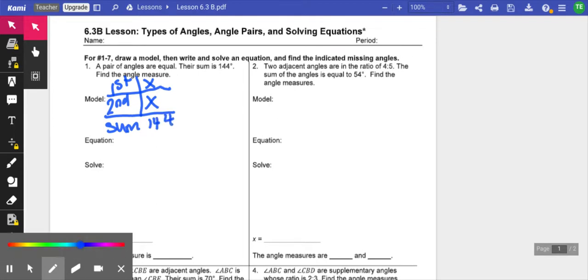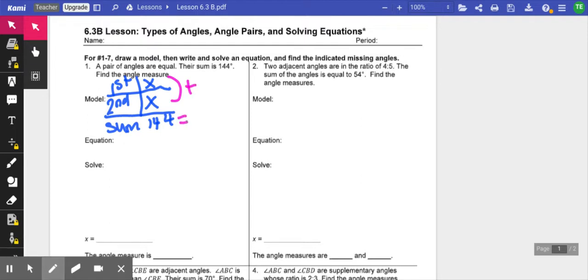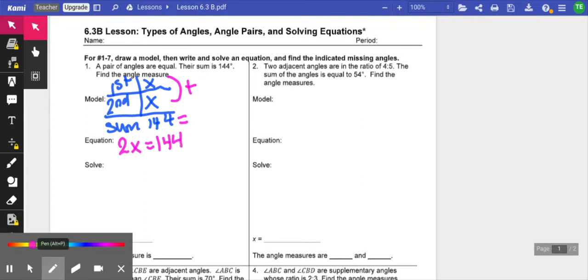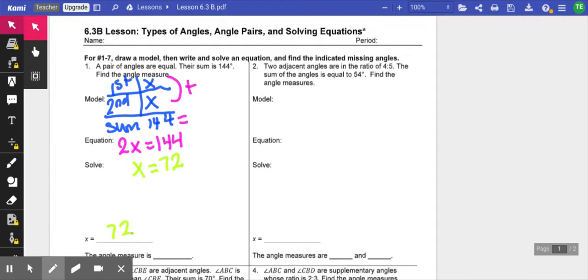144. Okay, so then I know that if I add these two things, they're supposed to be equal to 144. So x plus x is 2x. So 2x equals 144. So now I have my equation, and now I'm able to solve it. I'm going to divide both sides by 2. And when I divide by 2, I get x is equal to 72. And then I answer my question. X is 72. And the angle measure is 72 degrees.